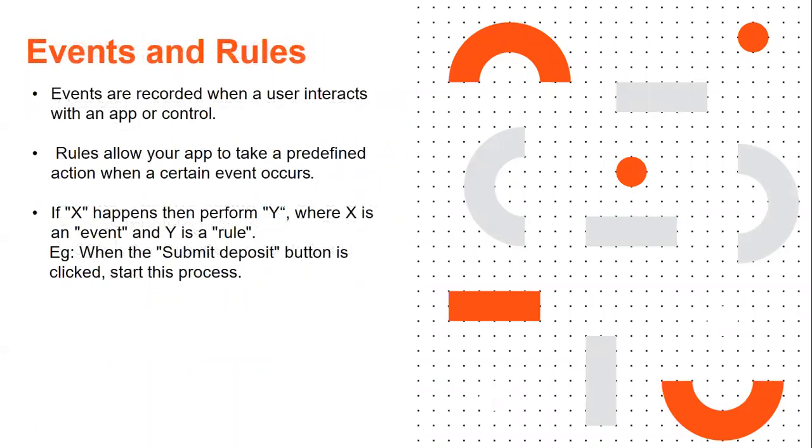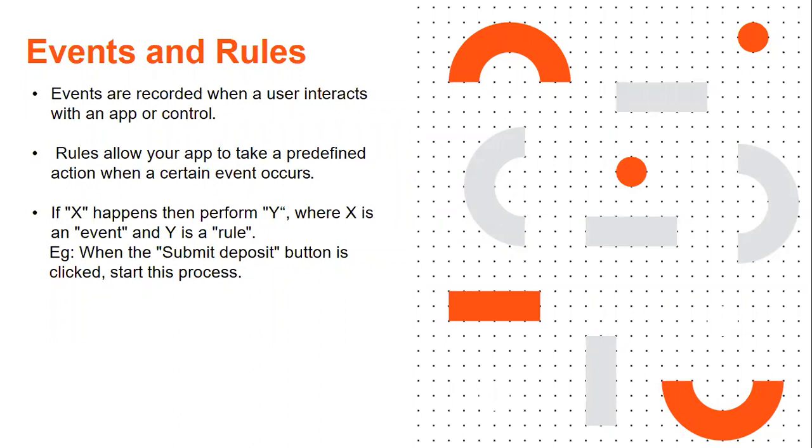So we did talk about events and rules. Events are recorded whenever a user interacts with an app or control. I click somewhere here, or I enter some text, or I click on some button. Those are the events.